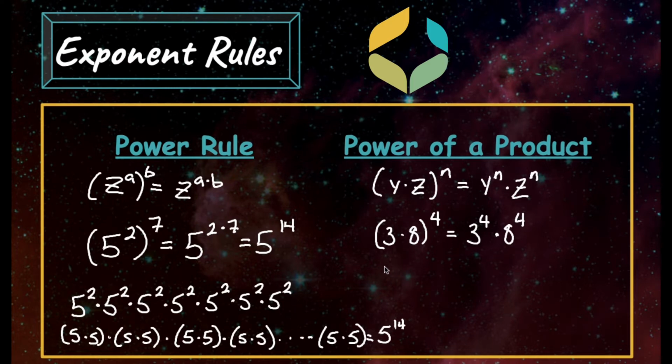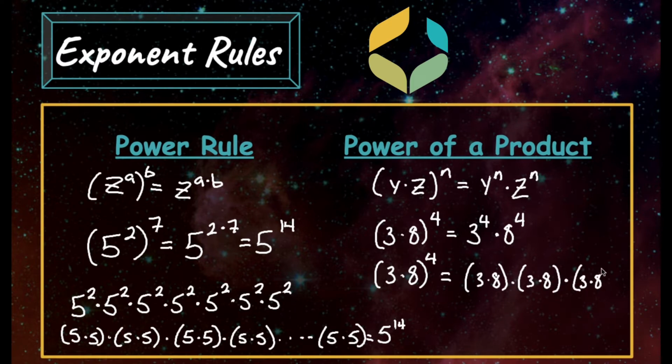Just to rewrite it in a different way, 3 times 8 raised to the power of 4 is like saying 3 times 8, 4 times. So we will have 3 times 8 times 3 times 8 times 3 times 8 times 3 times 8.